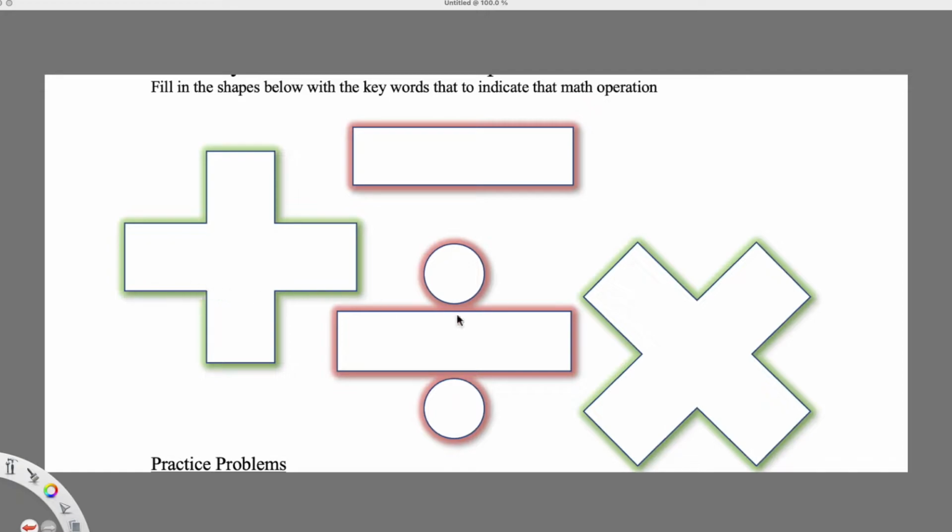On your notes page, you should see something like this. It's just a cute little organizer. We're going to put the words that have to do with addition in the addition symbol, subtraction in the subtraction, division, and then multiplication. And I know we don't really use an X for multiplication anymore, but it's one of those things that's been ingrained in us for a very long time. So it's just my placeholder here for multiplication.